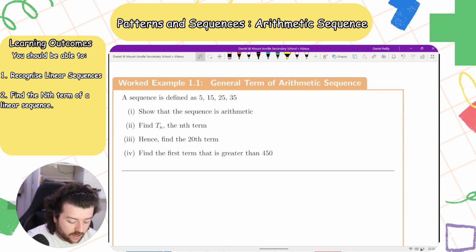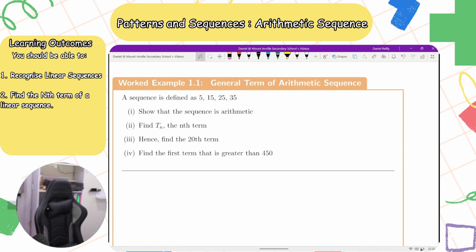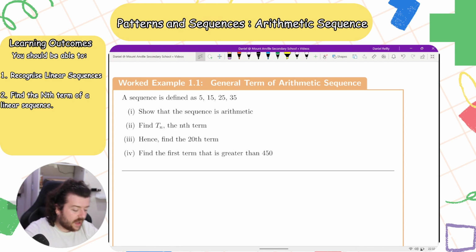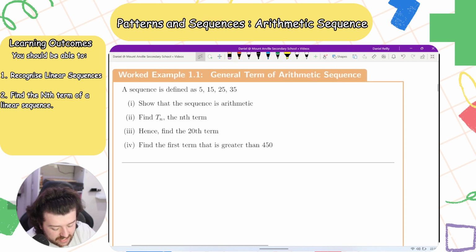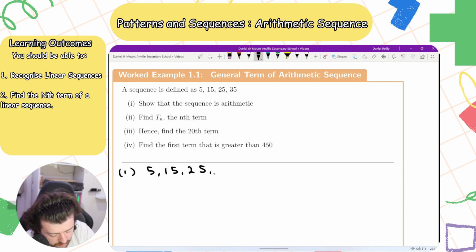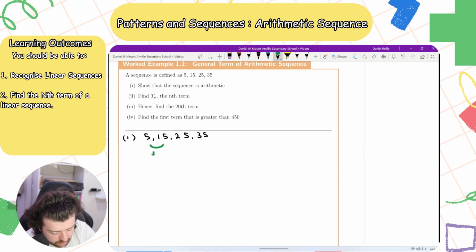Let's have a look at this question. A sequence is defined as 5, 15, 25, 35. Show that the sequence is arithmetic or linear. I can show that it's linear because it goes up in tens. Plus 10, plus 10, plus 10. The first difference is the same.